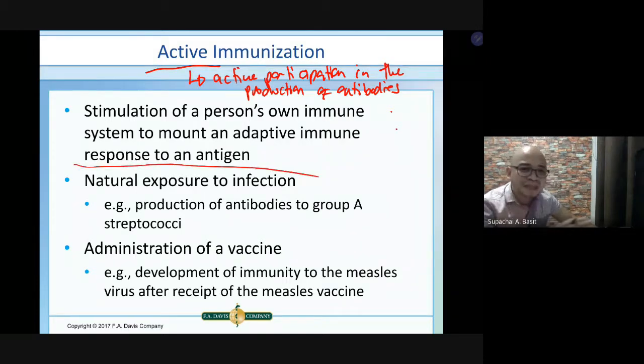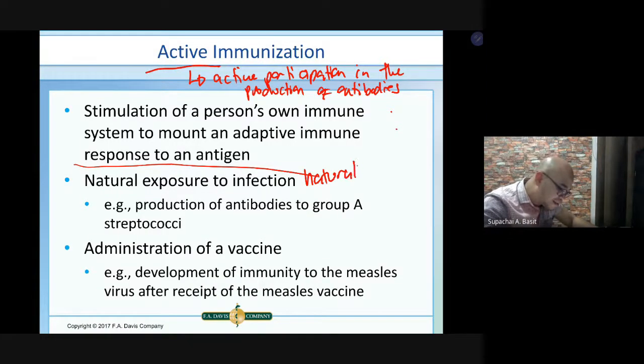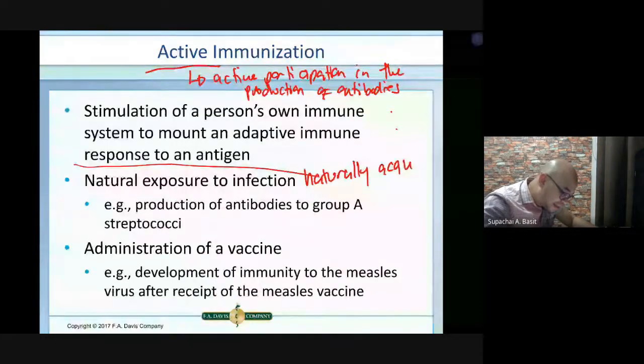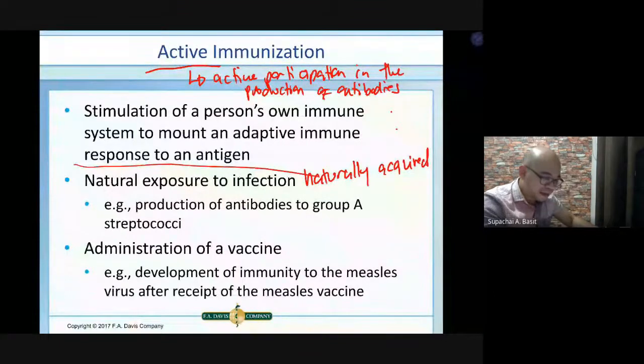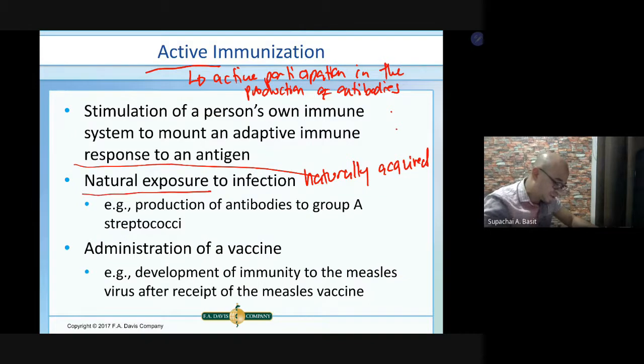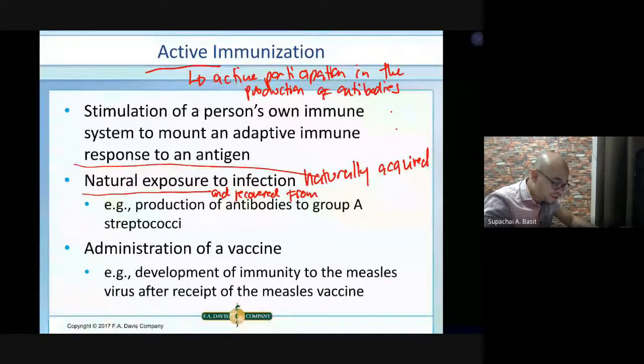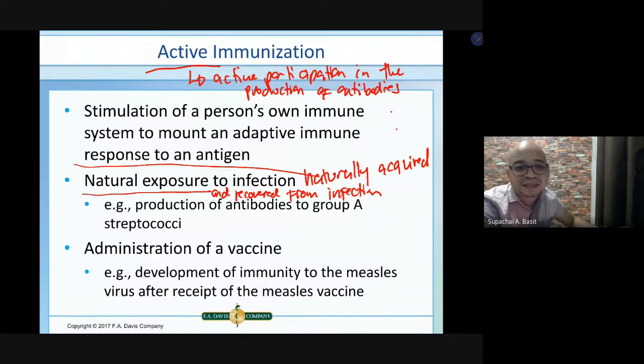There are two types of active immunity. It could be naturally acquired or artificially acquired. Naturally acquired immunity can only be obtained if we have been exposed, and take note, recovered from infection. So that is naturally acquired.